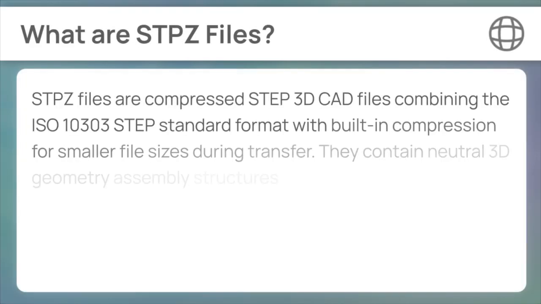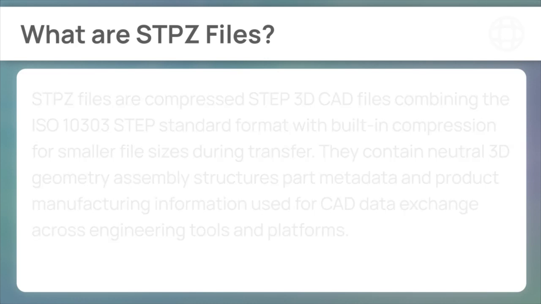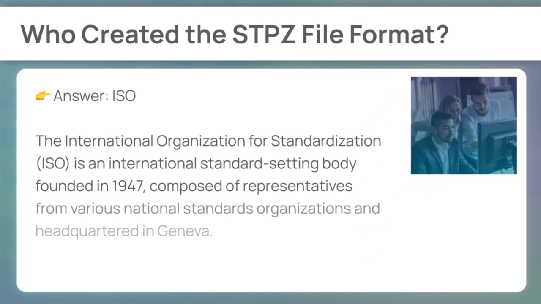STPZ files are compressed STEP 3D CAD files, combining the ISO 10303 STEP standard format with built-in compression for smaller file sizes during transfer. They contain neutral 3D geometry, assembly structures, part metadata, and product manufacturing information used for CAD data exchange across engineering tools and platforms.